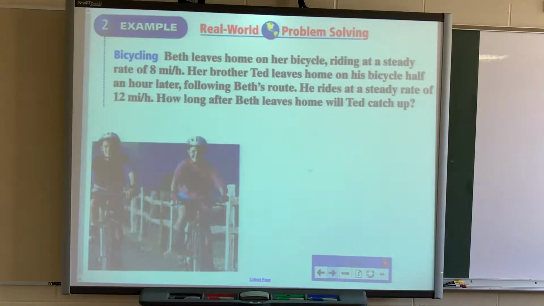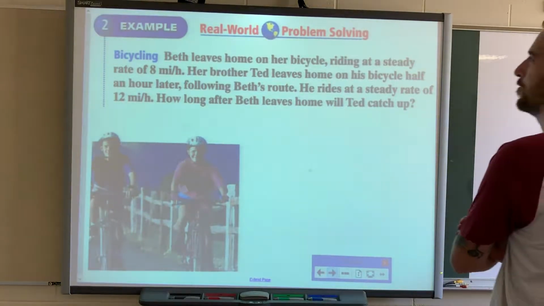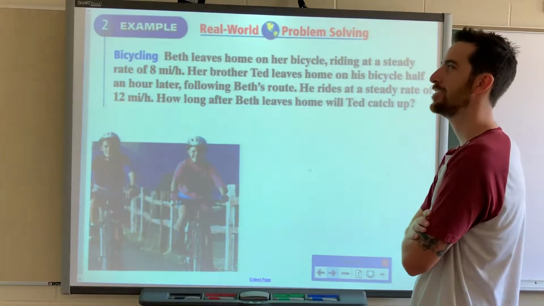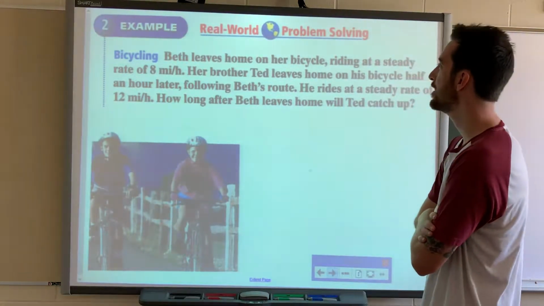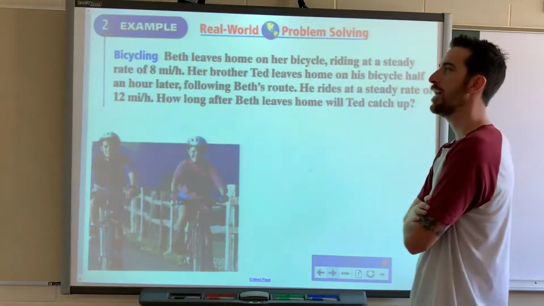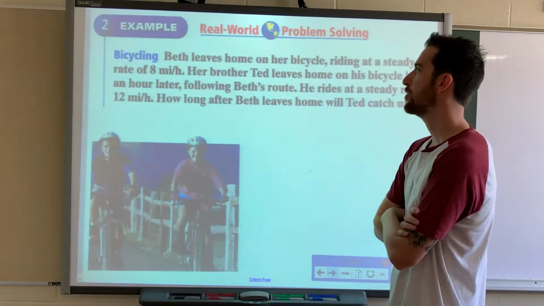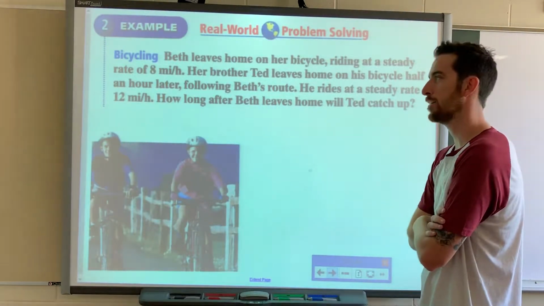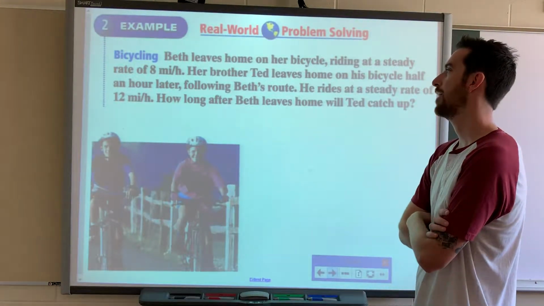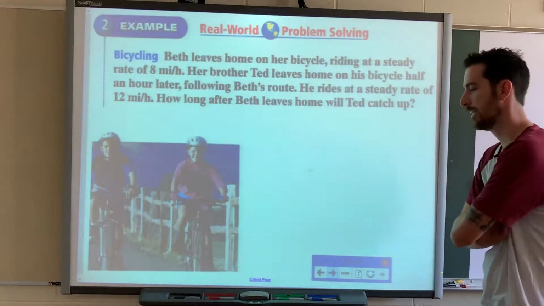Oh, this is so Beth. Beth leaves home on her bicycle, riding at a steady rate of 8 miles per hour. Her brother Ted leaves home on his bicycle half an hour later, following Beth's route. He rides at a steady rate of 12 miles an hour. How long after Beth leaves the home will Ted catch up?